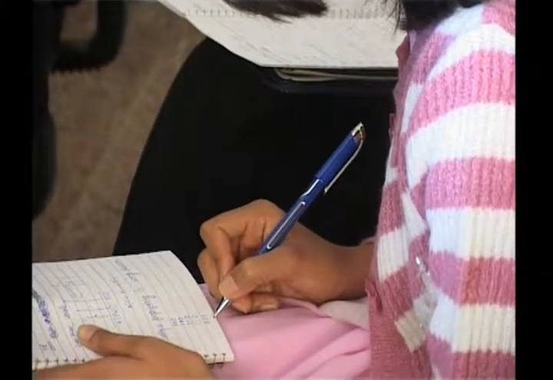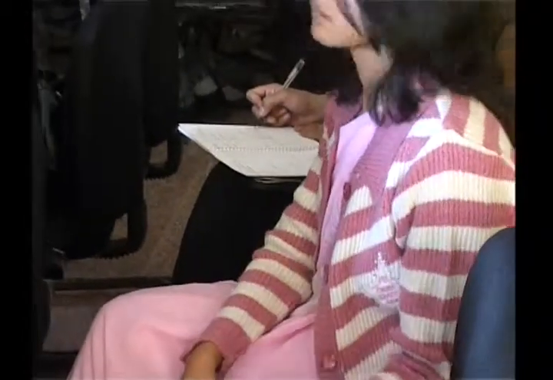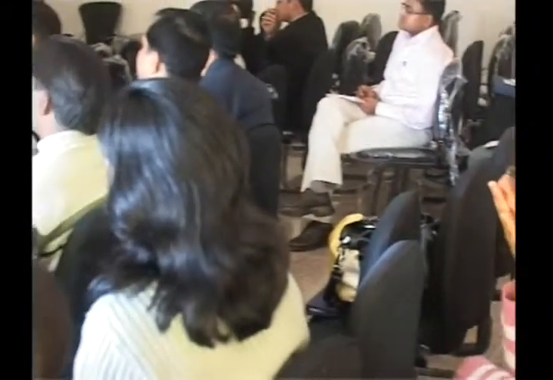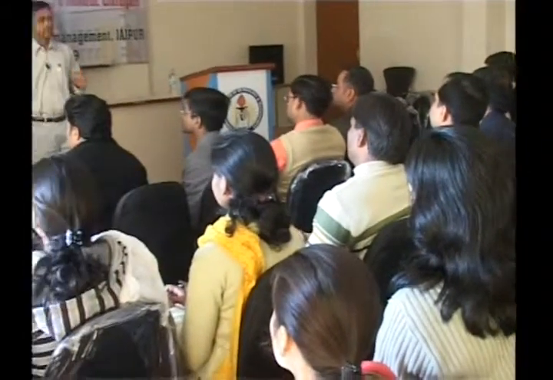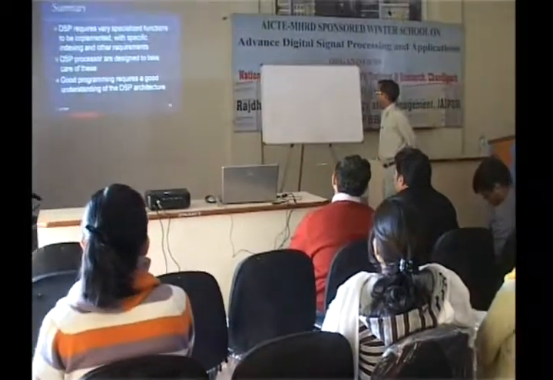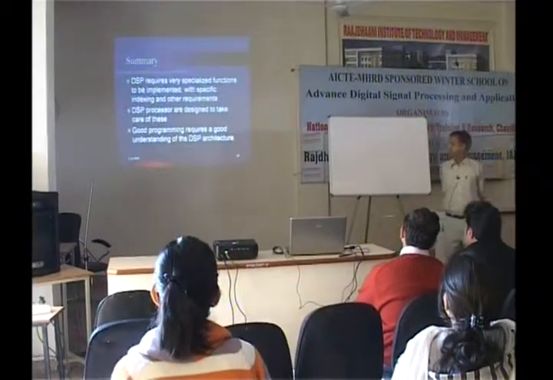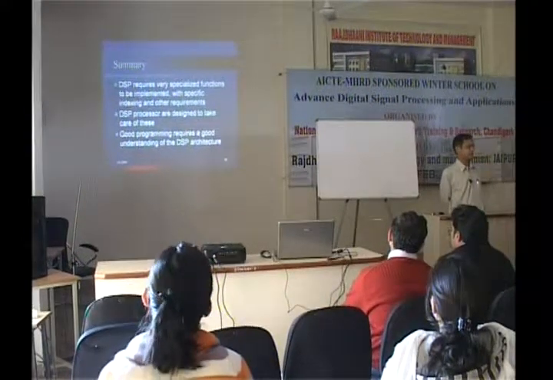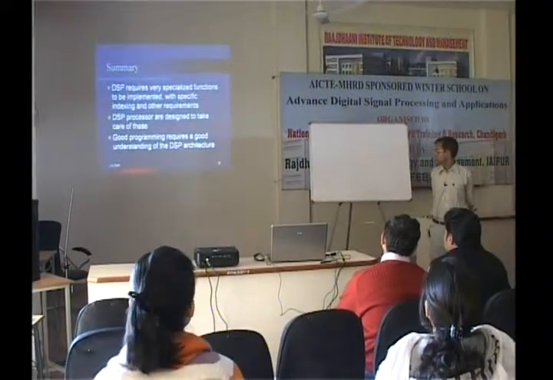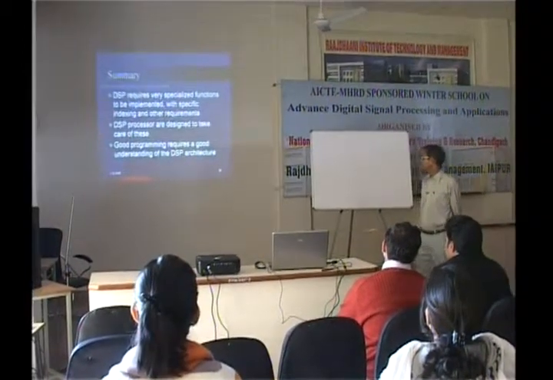There is one other application that I did not talk about much, which is extremely important. Typically this algorithm requires slightly different types of computations. Computation of distances, comparing distances, and so on, for which the processor has provided instructions. The features are very suitable for that, but I did not talk about the application. So the summary would be that DSP processors require very specialized functions to be implemented with very specific indexing and other requirements. That's what we have seen in a few examples. And the DSP processors are designed to take care of these and provide for these.